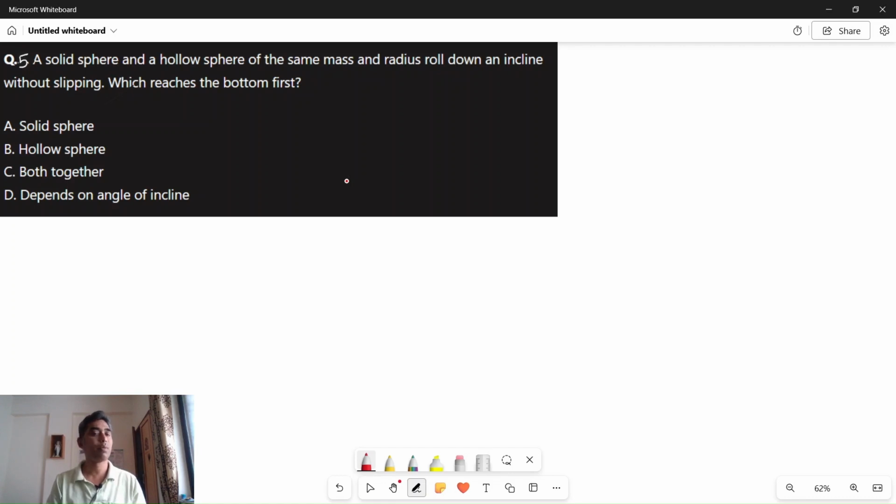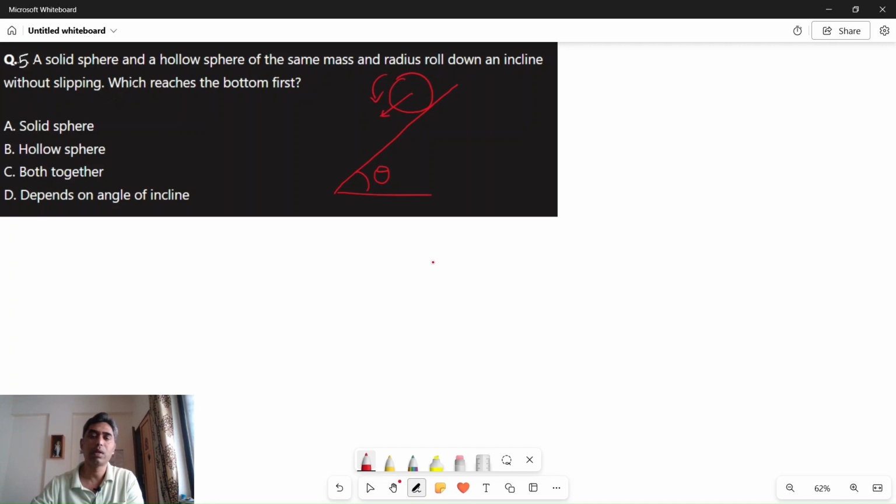It is based on system of particles and rotational motion. Again, a slightly conceptual question. A solid sphere and a hollow sphere of the same mass and radius roll down an inclined plane without slipping. Which reaches the bottom first? Solid, hollow, or both together. See, when they are rolling down an inclined plane without slipping, that means it is a pure rolling motion.